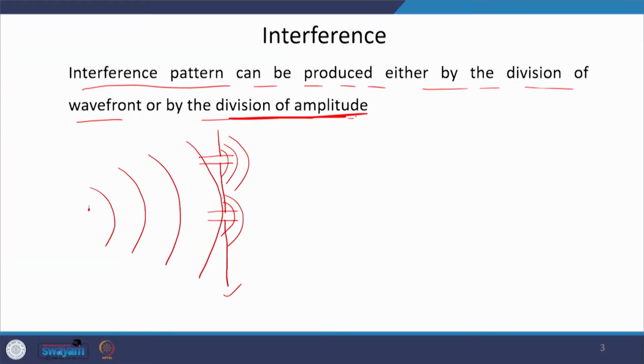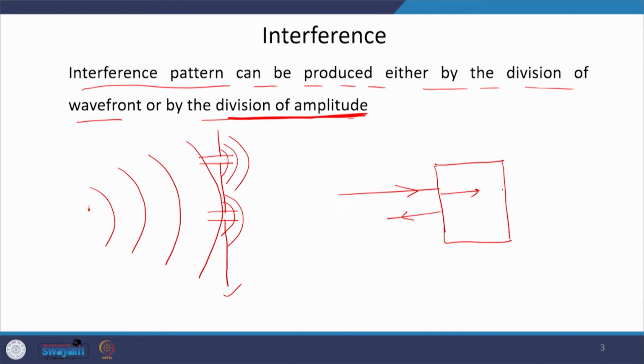Now what is division of amplitude? In this particular case, the instrument divides the amplitude of the wave. How does it do so? As an example we can consider a thin film, and suppose a ray of light is falling on this film. Then a part of the ray will get reflected and a part will get transmitted.